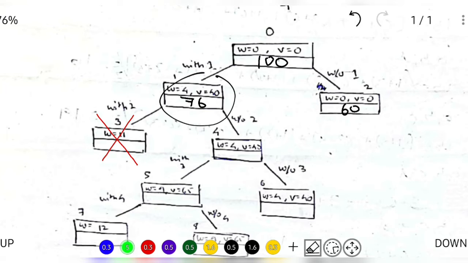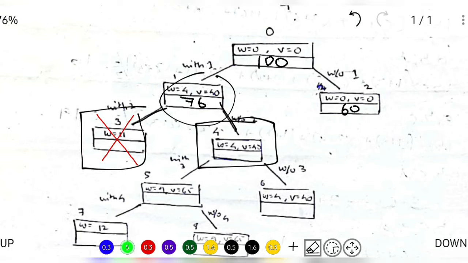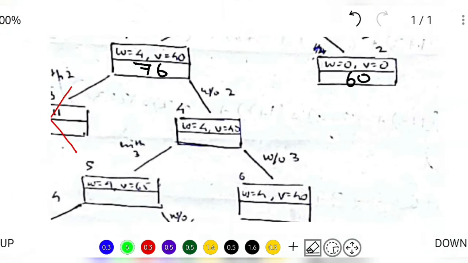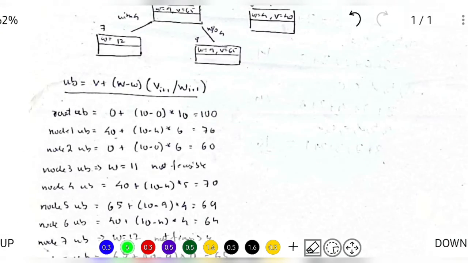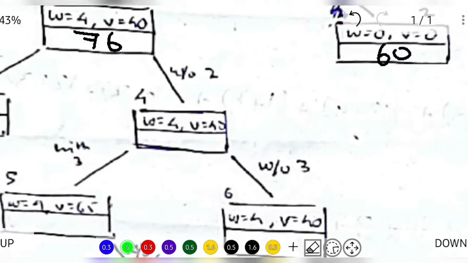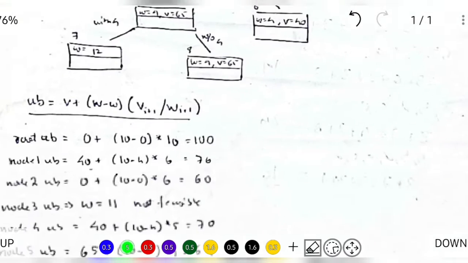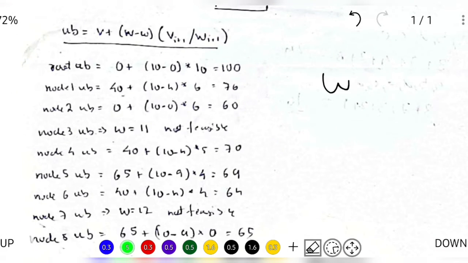See here, from 1 we are either including 2 or not including 2. Including 2 we didn't get the answer, so we'll exclude the 2 and see what's the possibility. If we exclude 2, we'll get the weight and value the same here, because we have not included object 2. And what will be the upper bound? For upper bound, update the values. See here, weight is 4, v is 40. Let's write here, weight is 4 and v is 40.